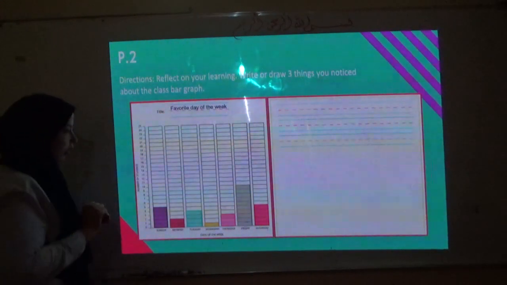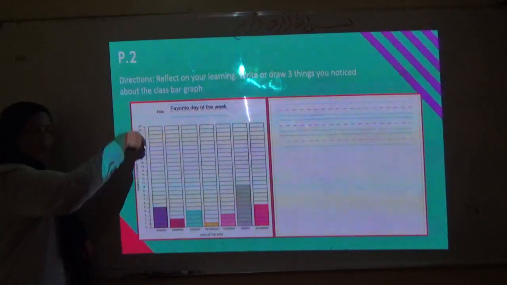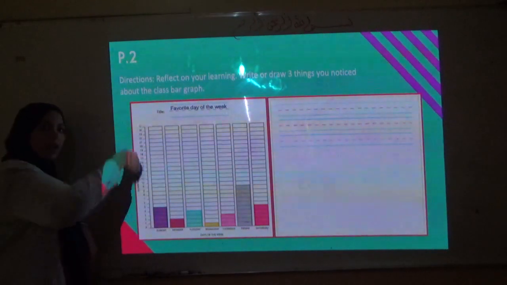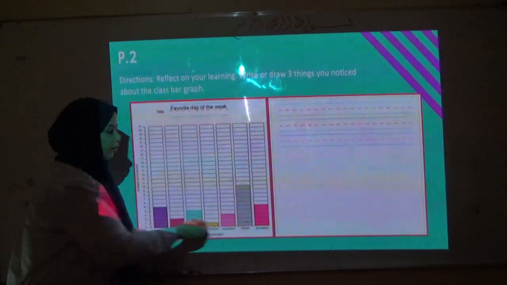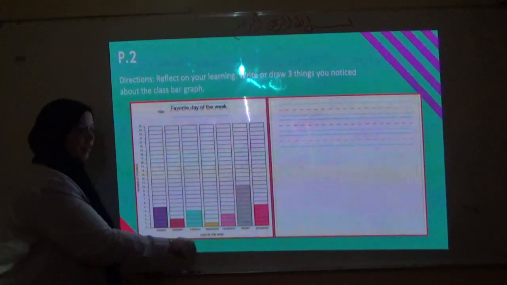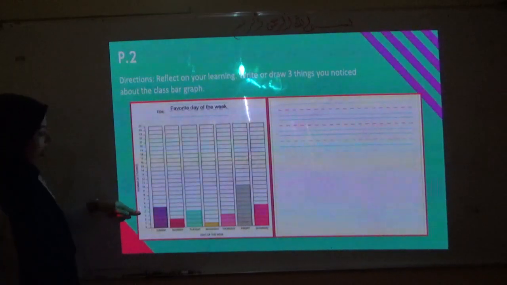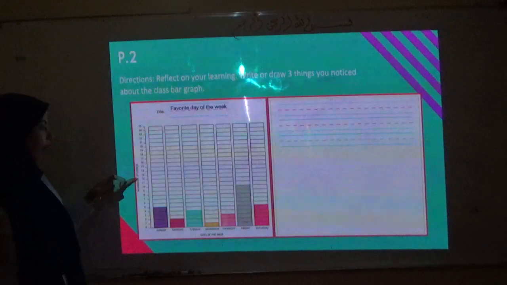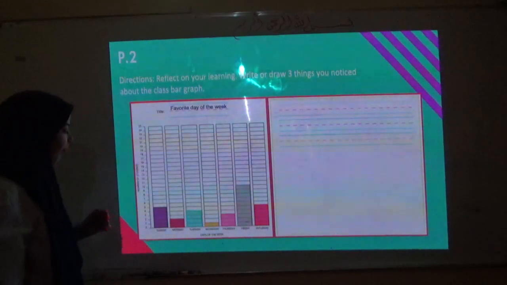Again, to remember our data, here I have the vertical axis, and as I said before, it represents up and down. The horizontal axis represents right and left. Here in the horizontal axis, we wrote the days of the week. On the vertical axis, we wrote the number of students depending on their liking.